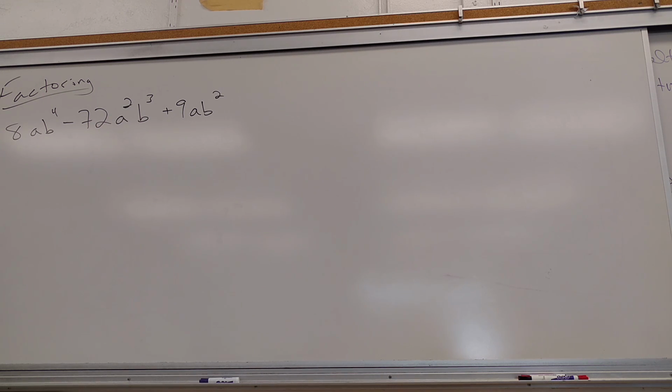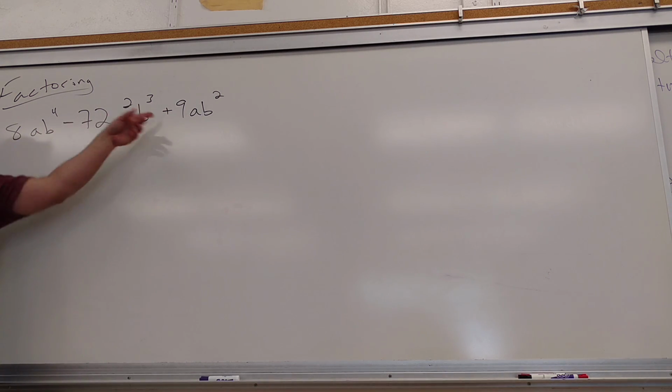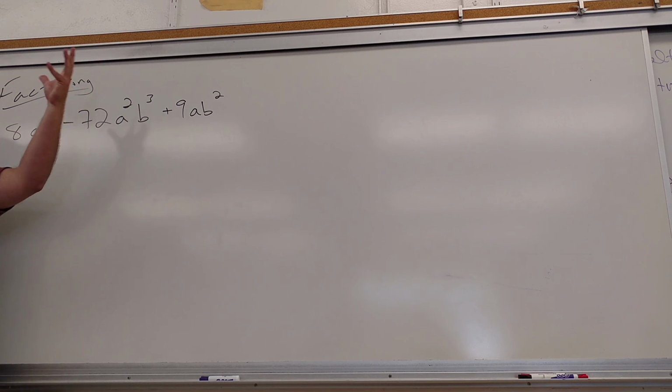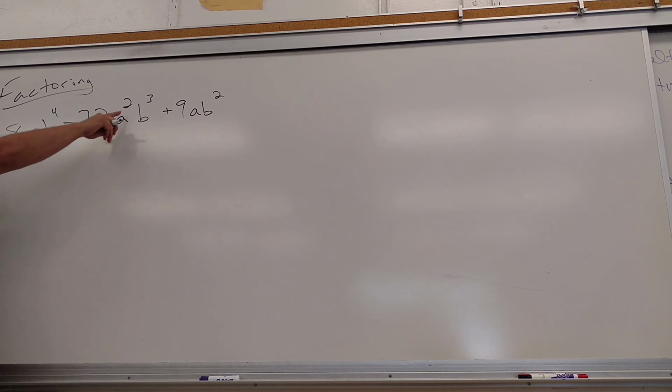So are there any numbers that can come out? No. No, good. 8 and 9 don't have anything in common. I know 8 times 9 is 72, but none of the numbers have anything in common. So I can't take any numbers out. How many A's can I take out? 1. This guy's got 2, but if I try to take 2 out, he's going to freak. So that's why you always take the lowest exponent out. Right? So I can take 1 A out and 2 B's.